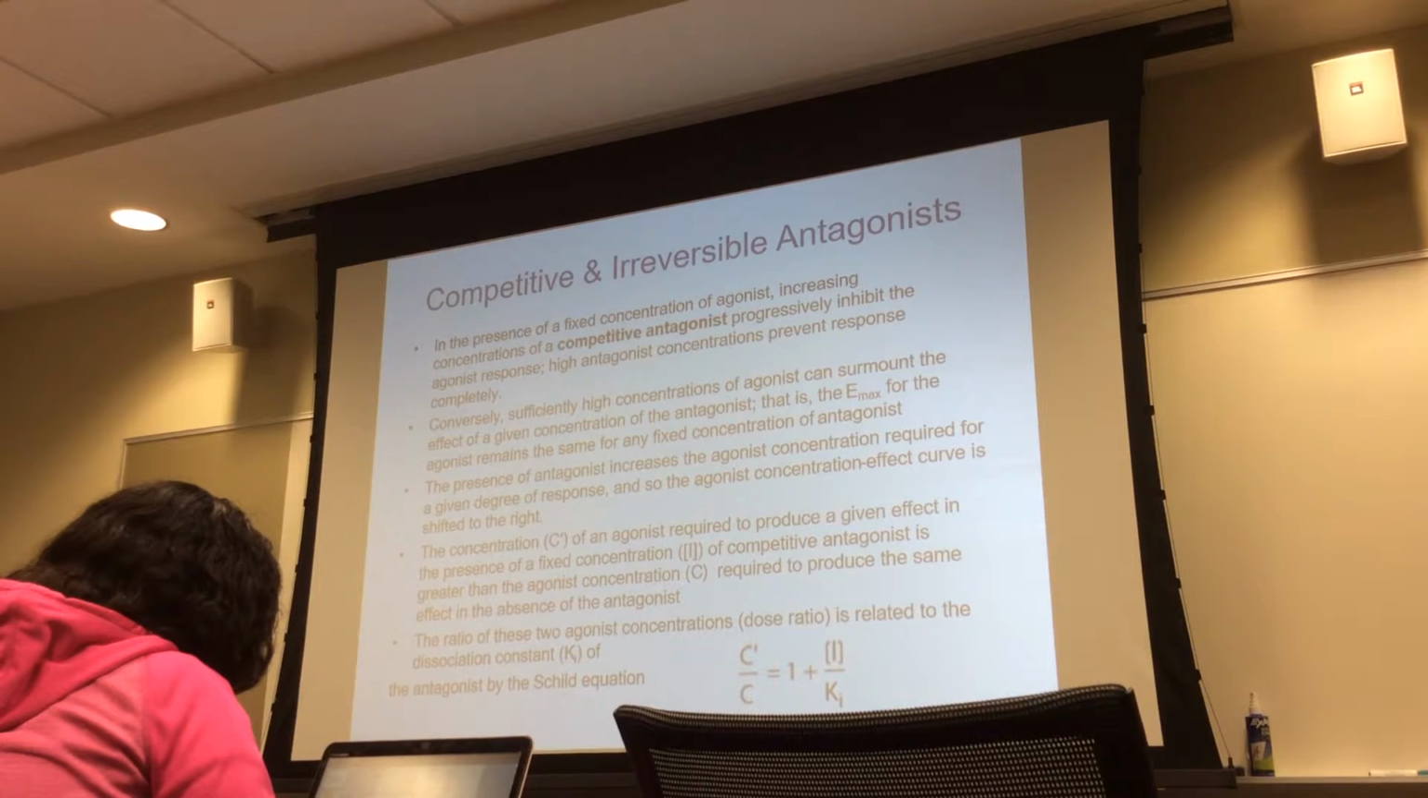So how can we differentiate between them from a graph? I'm going to show the graph in a second. Competitive antagonism means that in the presence of a fixed concentration of agonist, increasing concentration of this kind of antagonist progressively inhibits the agonist response, where a high concentration of antagonist will prevent the response completely.